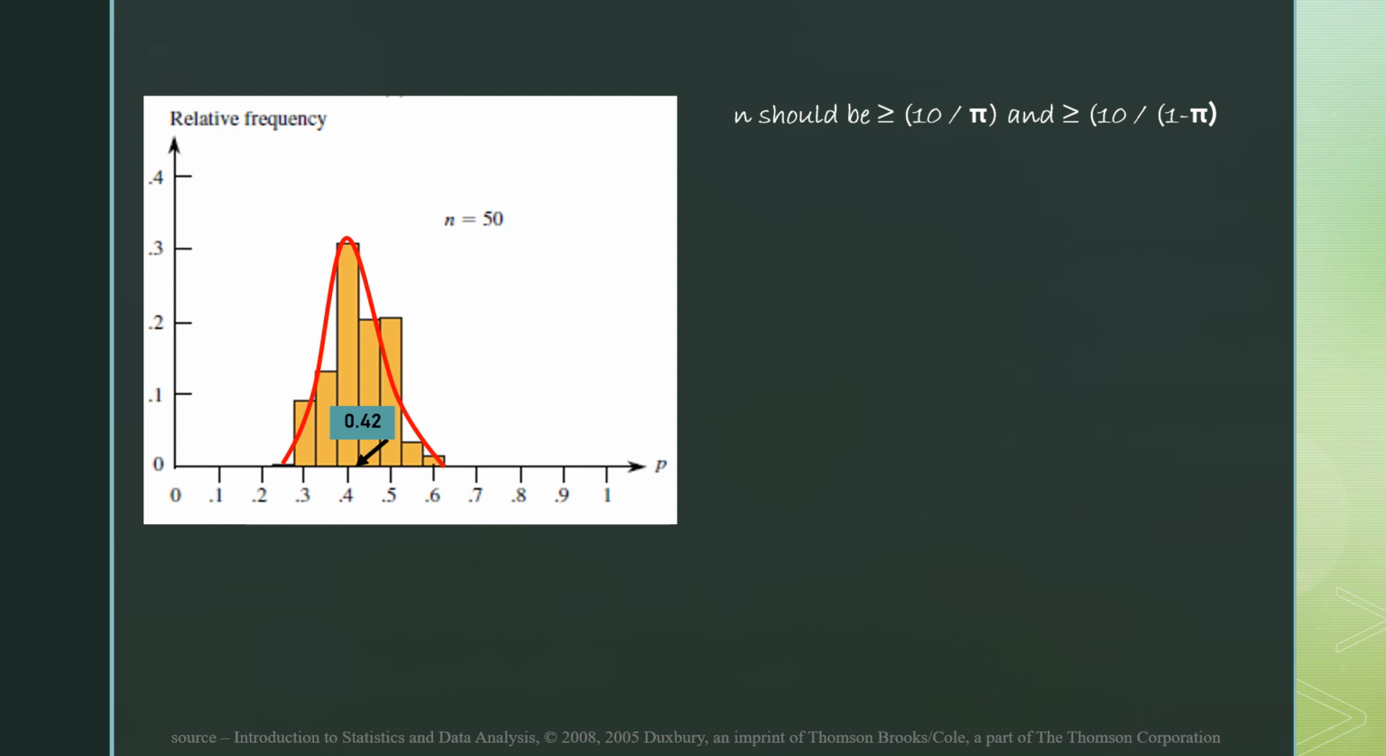In other words, n should be greater than or equal to 10 divided by pi and greater than or equal to 10 divided by 1 minus pi. 10 divided by pi is greater than or equal to 10 divided by 1 minus pi when pi is less than or equal to 0.5, and 10 divided by 1 minus pi is greater than or equal to 10 divided by pi when pi is greater than 0.5.